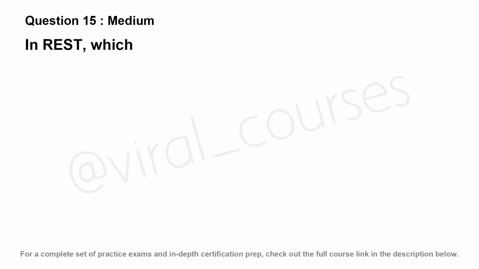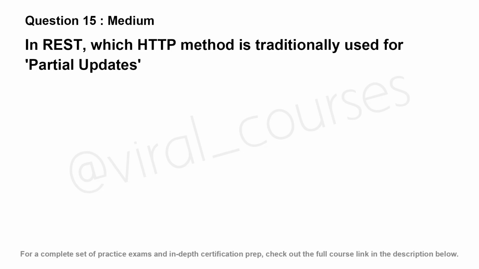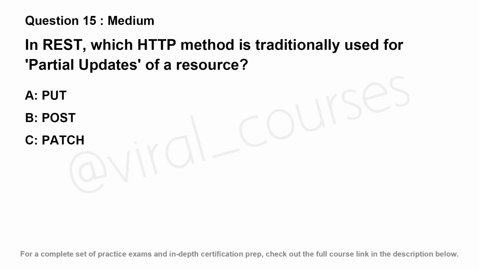In REST, which HTTP method is traditionally used for partial updates of a resource? Option A, PUT. Option B, POST. Option C, PATCH. Option D, UPDATE.